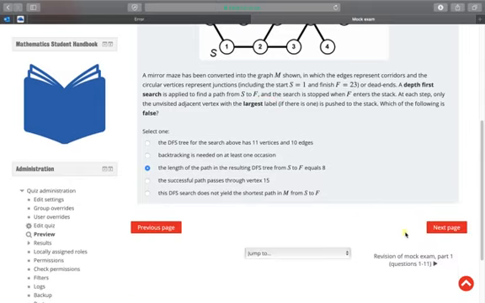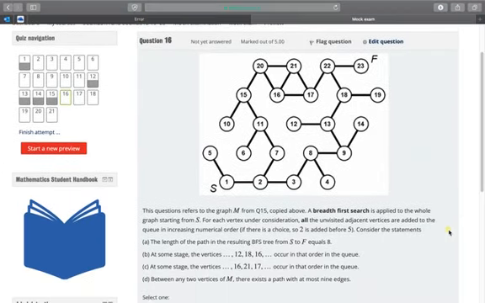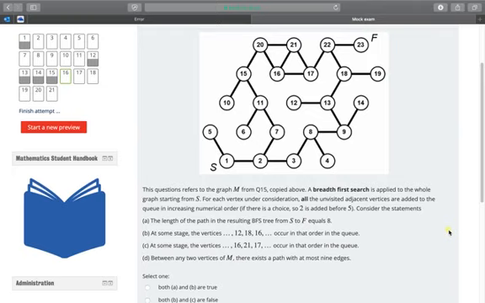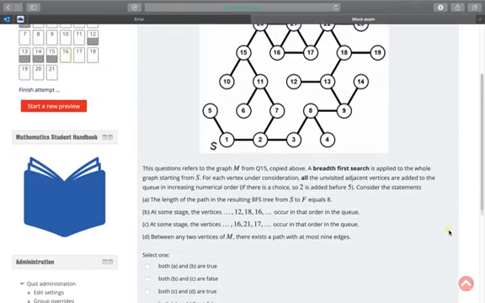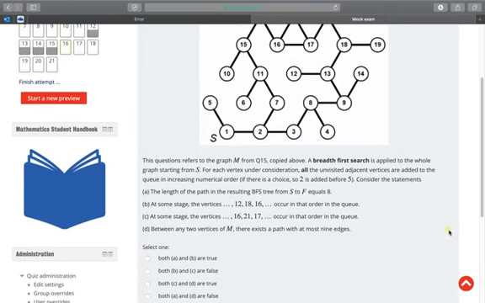Okay, next question, and we'll see the same graph again, and this time we have to do a breadth first search. And not only that, but we now have a selection of possible answers according to the truth and falsehood of the statement. So maybe we don't have to go through every single statement. But anyway, let me do this breadth first search.